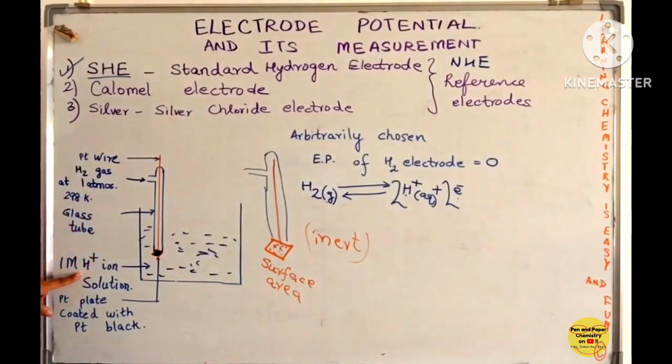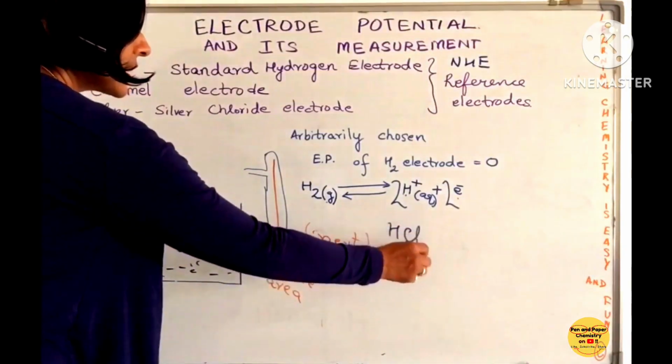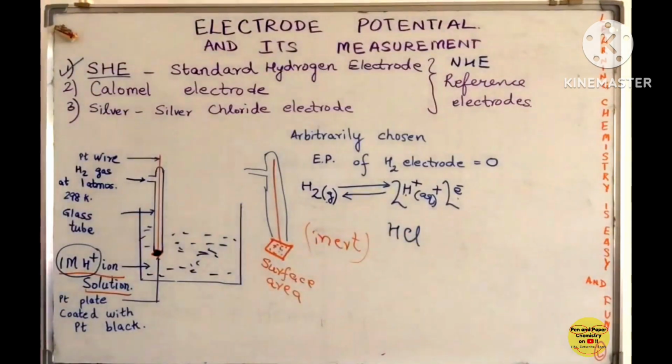Now where do we get the hydrogen ions from? If you notice over here, I have mentioned 1 molar hydrogen ion solution. This 1 molar hydrogen ion solution is nothing but a solution of any of the acids. The concentration of the acids is so taken that overall you will have 1 molar hydrogen ions in solution. So for example, if I am taking HCl, I will take 1 molar HCl.